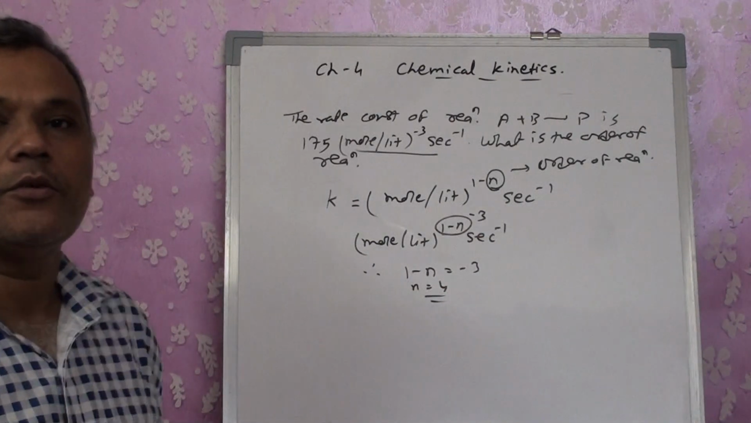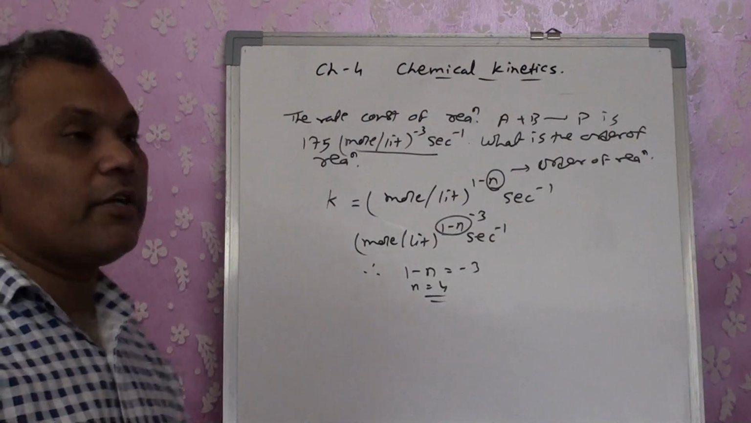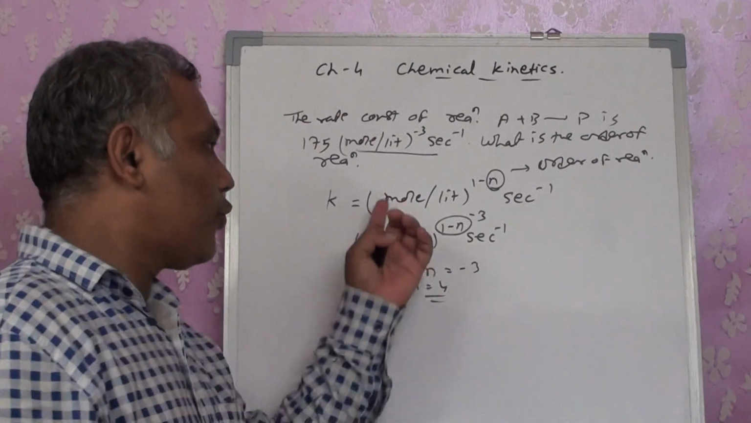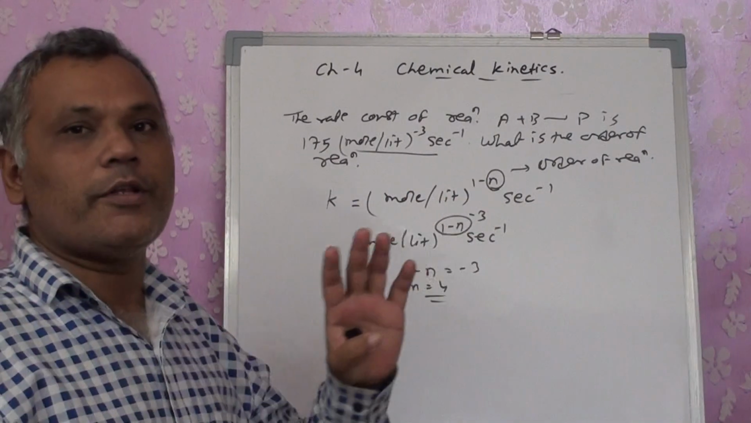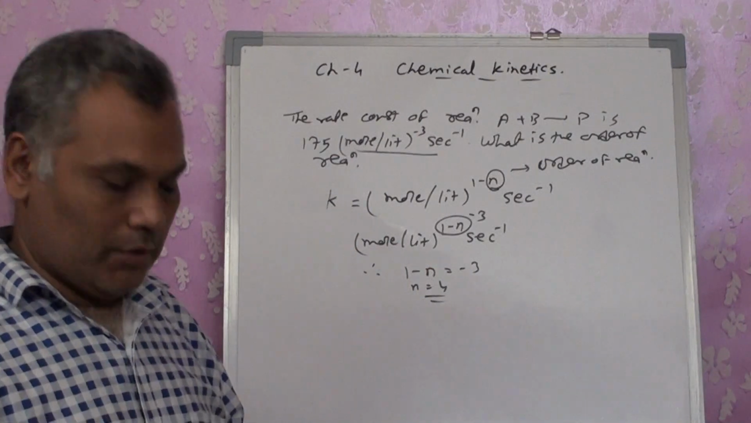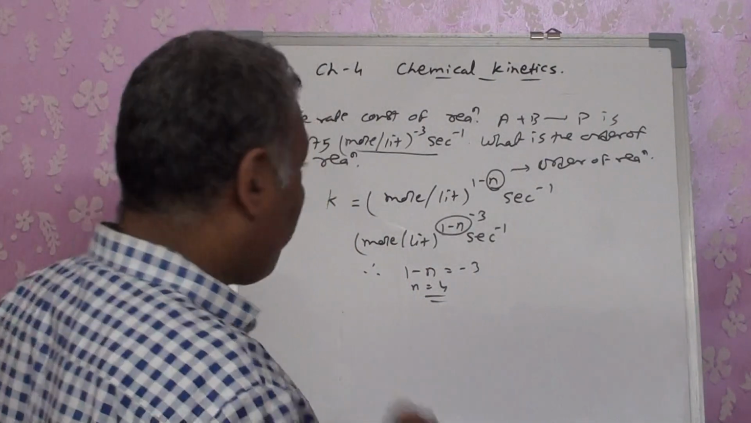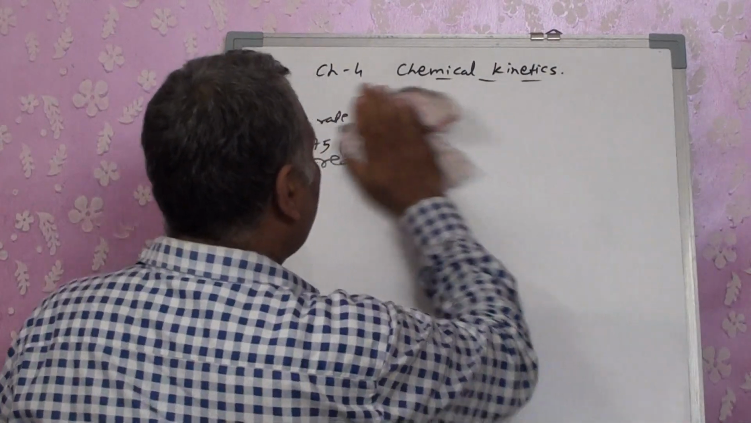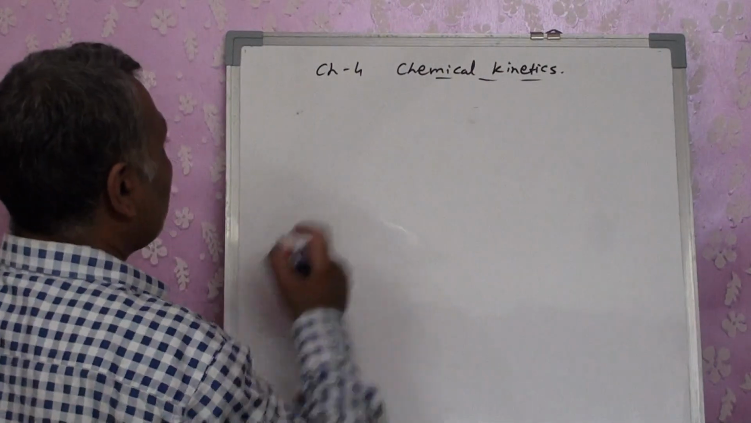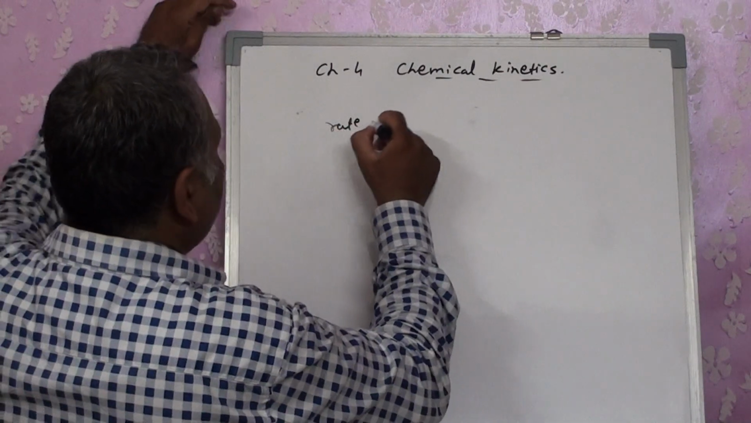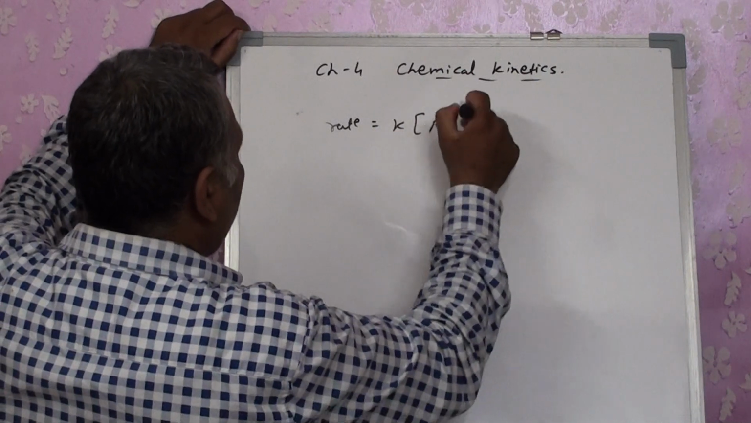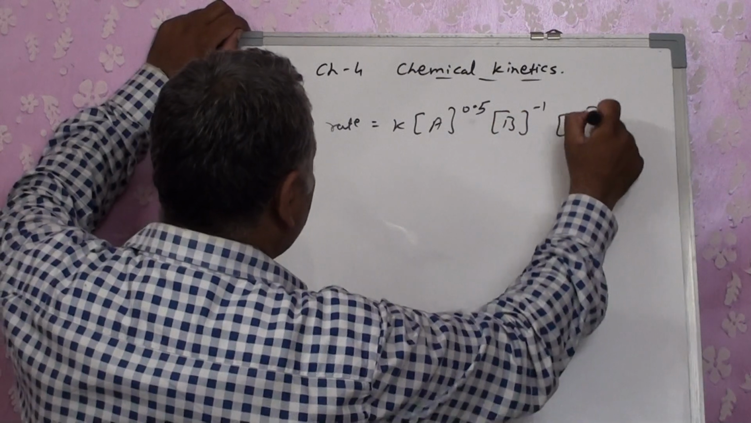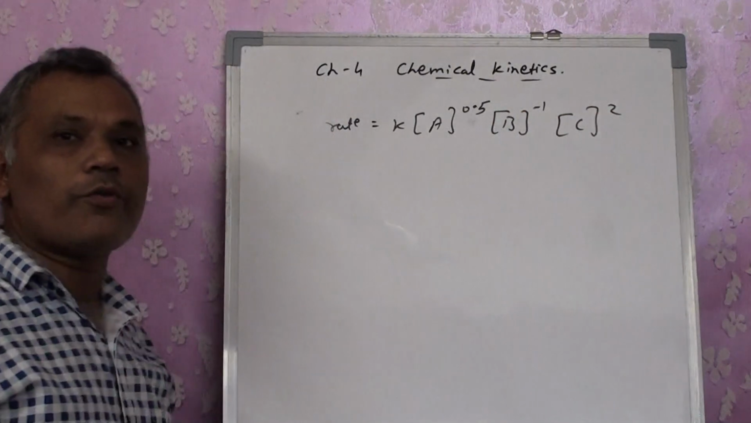So the order of reaction is 4. No need to understand the experimental value; through the unit also you can calculate the order of reaction. Now, another way of asking the question on order of reaction: rate is equal to K, A to the 0.5, B to the minus 1, C to the 2. What is the order of reaction?